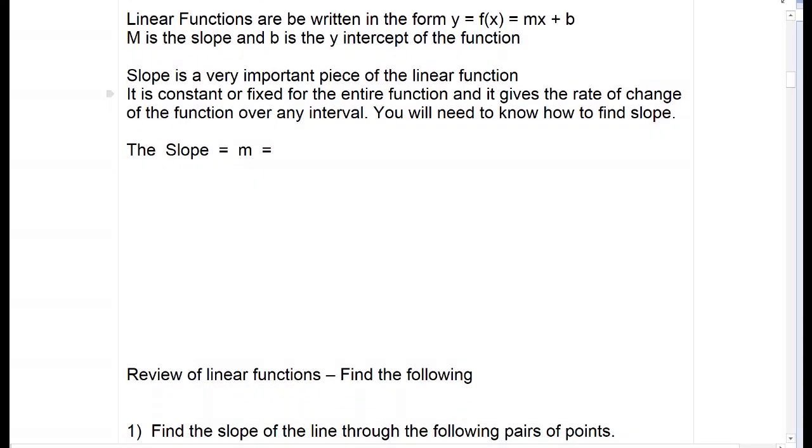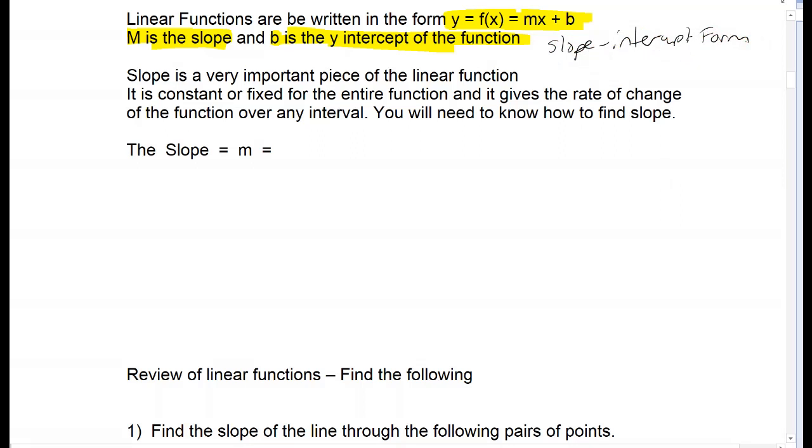A linear function is always in the form y equals mx plus b. That's the function form of a line. It's also the slope-intercept form of the line because those are the parts that are given to us. The m part in that equation is the slope. The b part is the y-intercept, and so that's also known as the slope-intercept form of a line. Slope is very important.